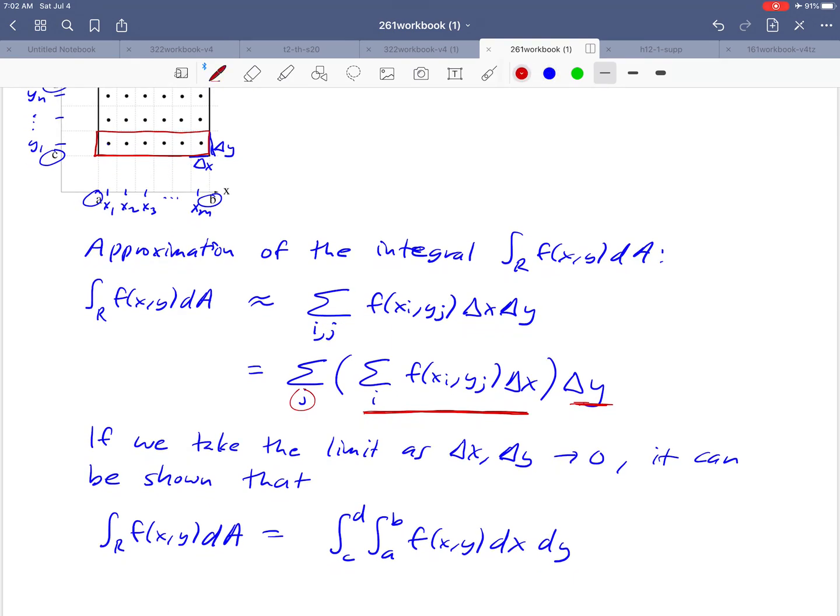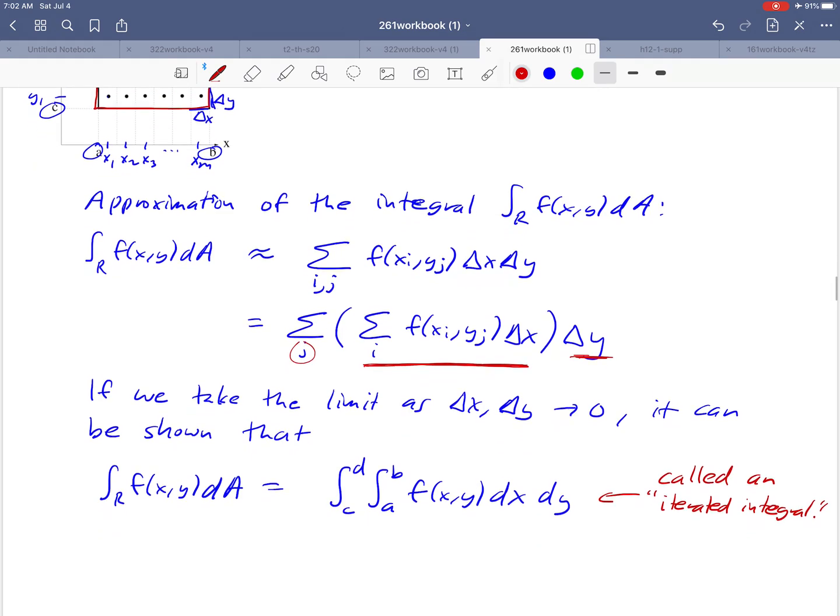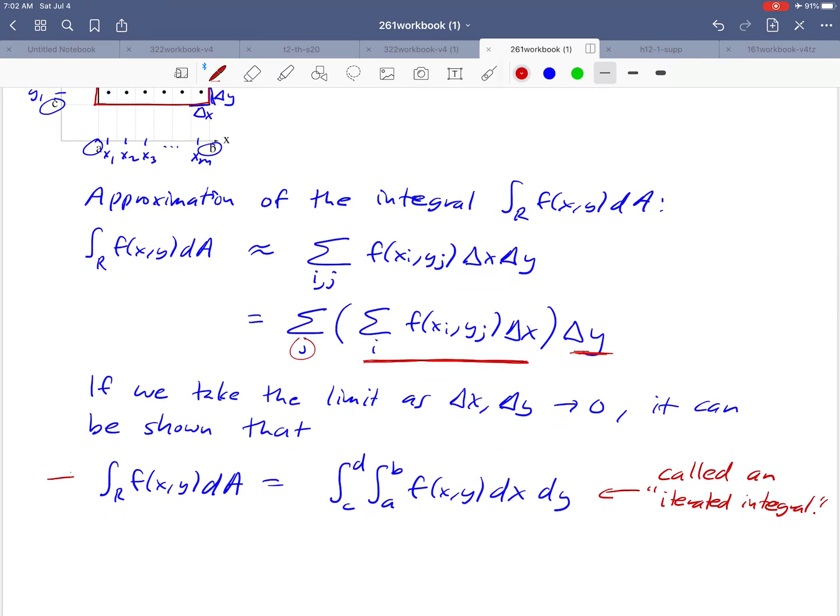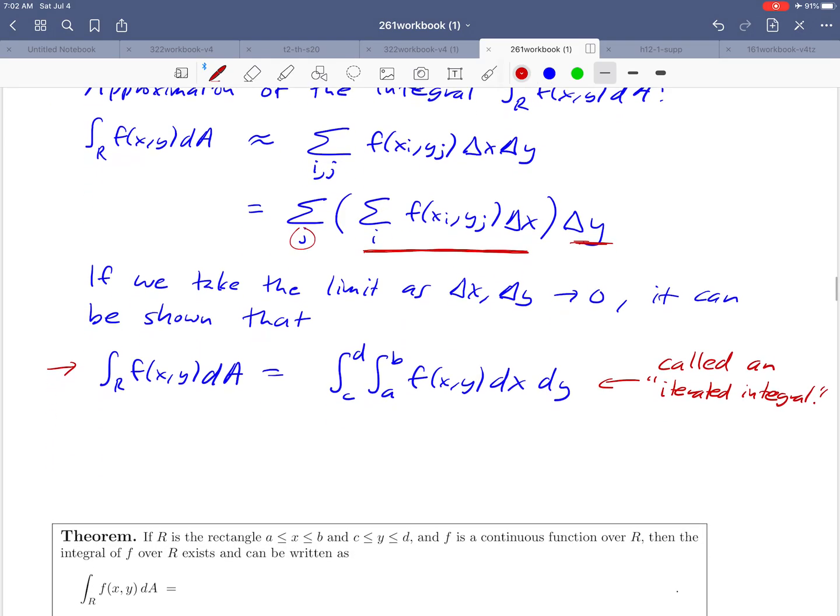And there's a name for what we just wrote down. This is called an iterated integral. It just says if we want to calculate a double integral, we can break it into two Calculus 1 integrals, one in the x direction and one in the y direction.